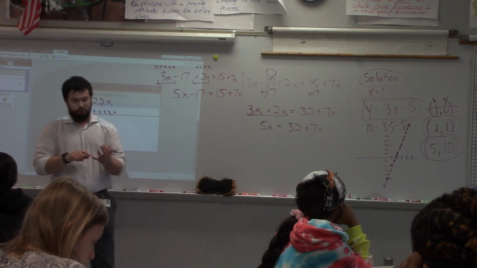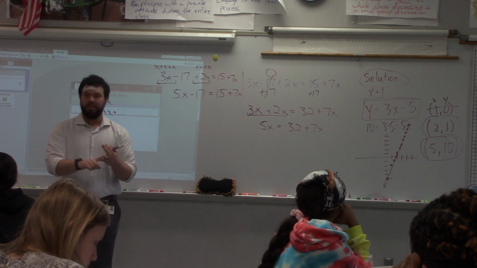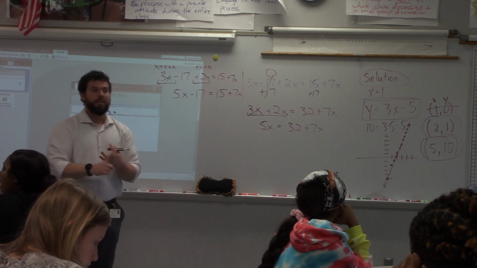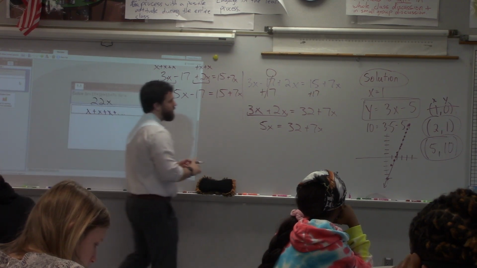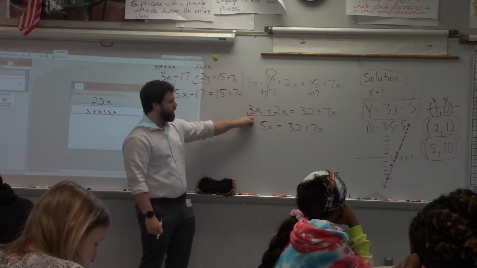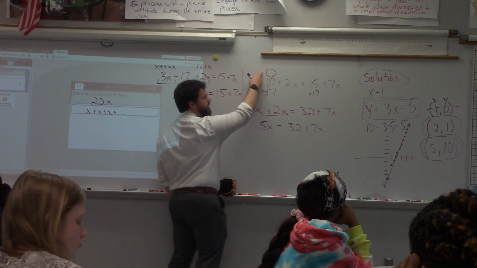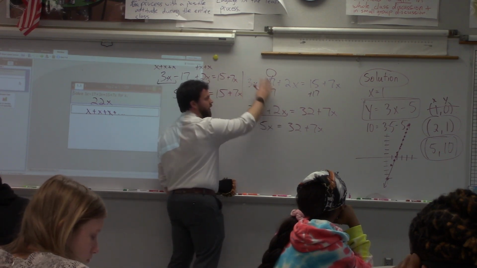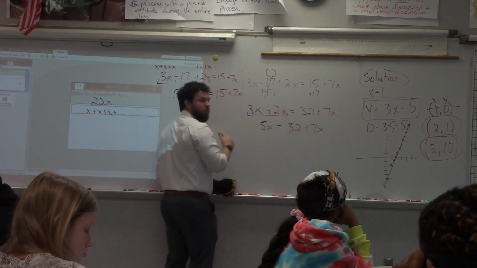But we have to be clear on our language of what it means to be a like term, what it means to simplify, and what it means to use an inverse to solve an equation. Okay? What would I do here at this point to finish solving this equation? I added 17 to create this 0 so that I don't have any constants on the left-hand side. What do I not want on the right-hand side? 7x.